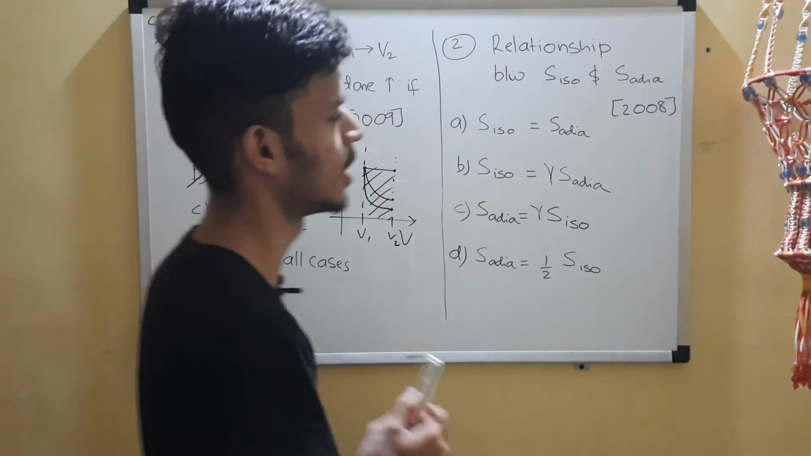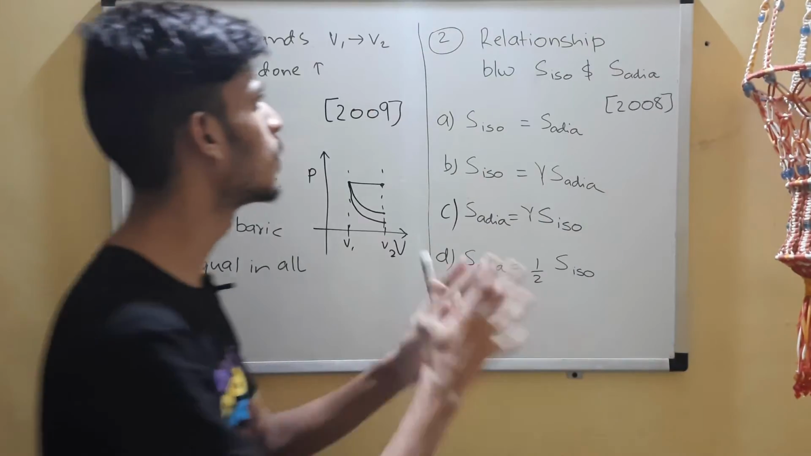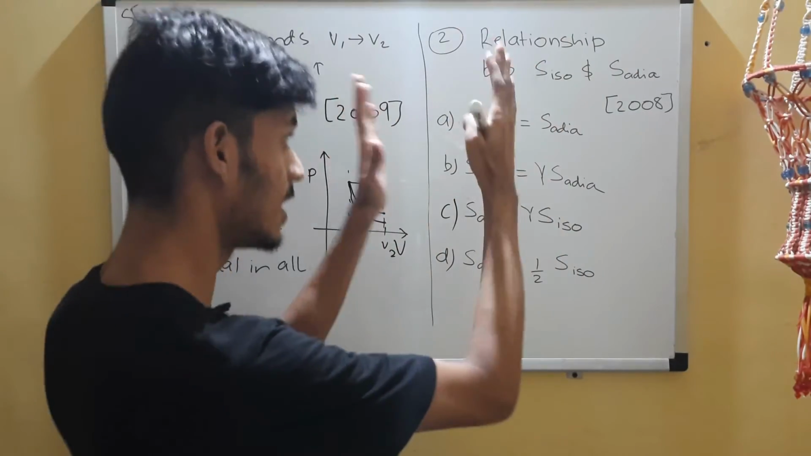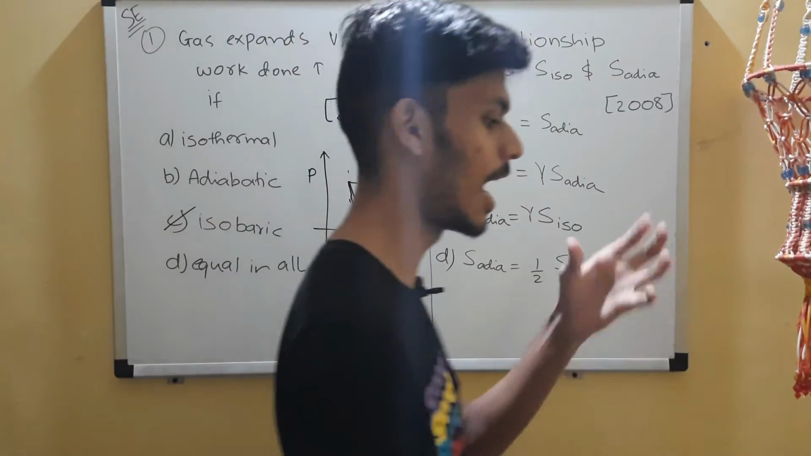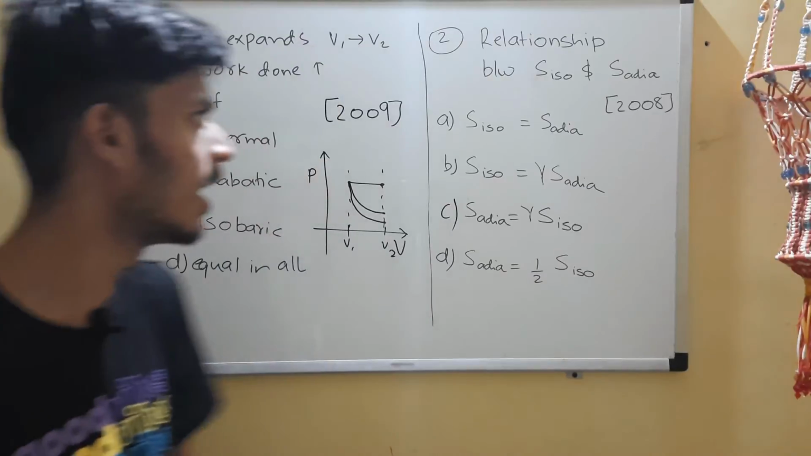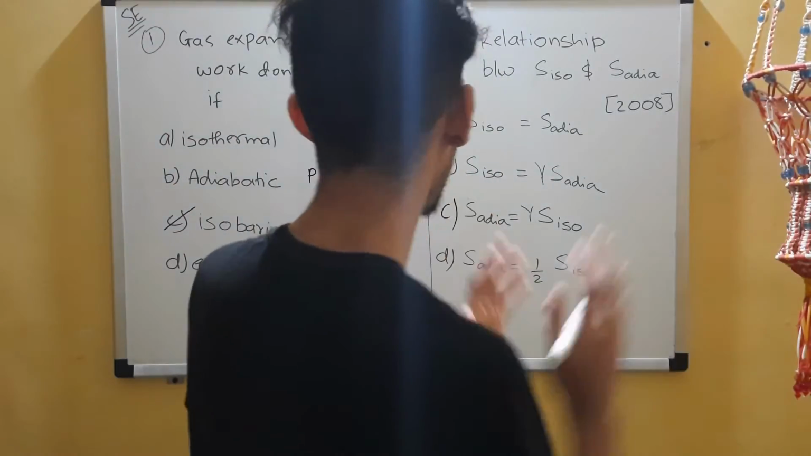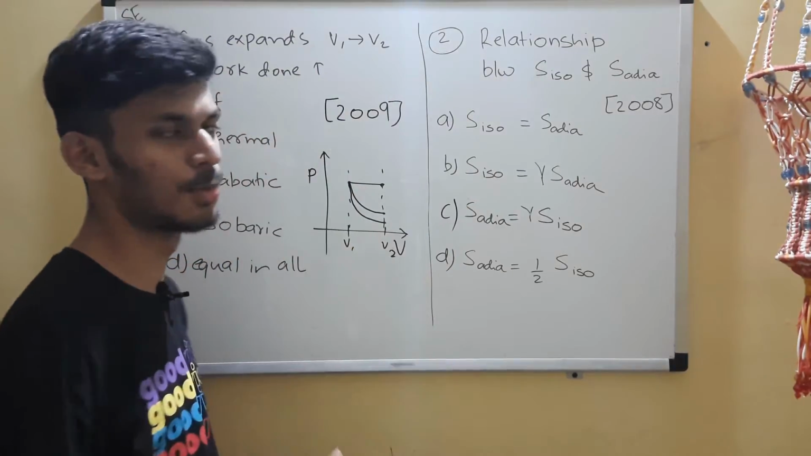That was a question from 2009. Now in question 2, you are supposed to find a relationship between the slope of the isothermal and the slope of the adiabatic process. Actually this is a result, you should know it by heart. The answer that I am going to tell you, you are supposed to remember it.